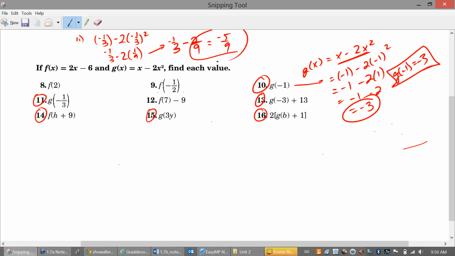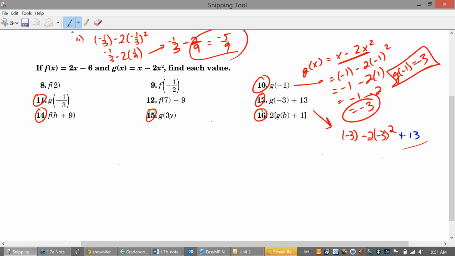Okay, let's do 13. Let's step it up one notch. Number 13 says we take -3, we put it in rule G, or function G, or machine G. Okay, we see what happens after we put -3 inside the machine, and then at the end we'll add 13 to it. That's what this says before we even start. So what we want to do is take -3, put it in G, and then at the very end, we're going to add 13 to it.